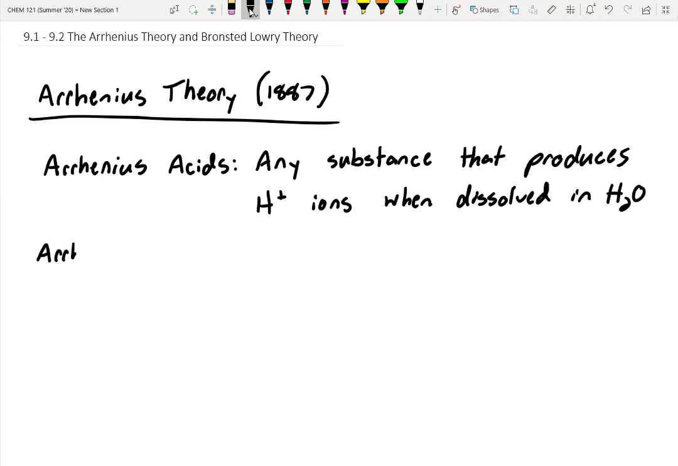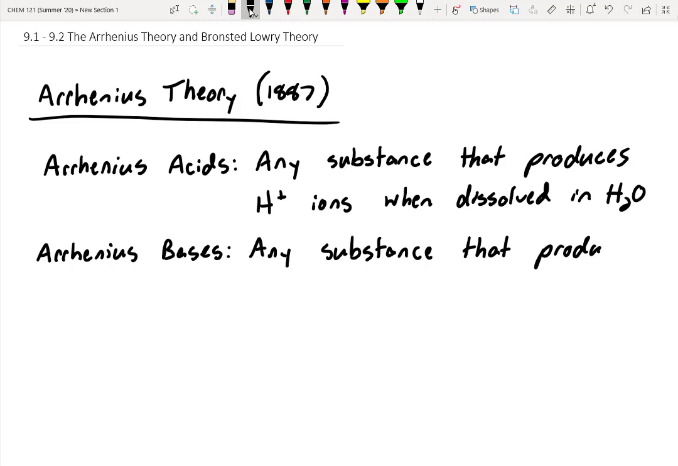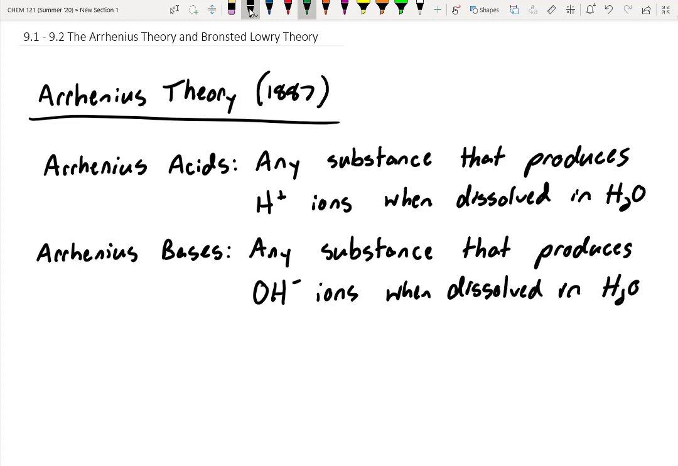And then obviously he came up with a competing theory to describe bases, and we just call these Arrhenius bases. And this is going to be any substance that produces hydroxide ions. And that's OH minus for hydroxide. Okay, so the main difference, as you can see, is acids produce H plus ions and bases produce hydroxide ions in water. So let's take a few examples here.